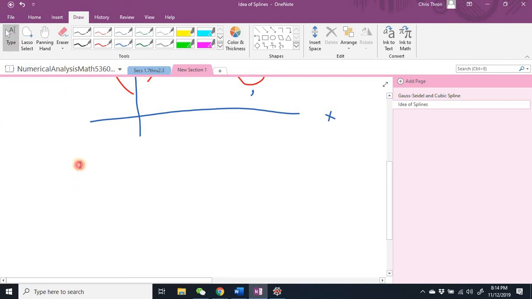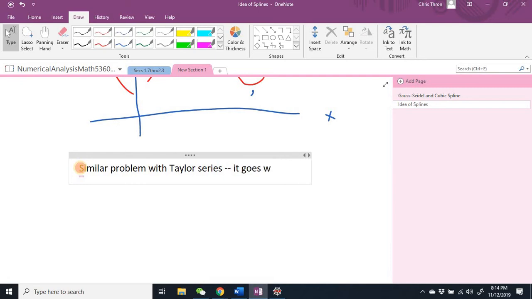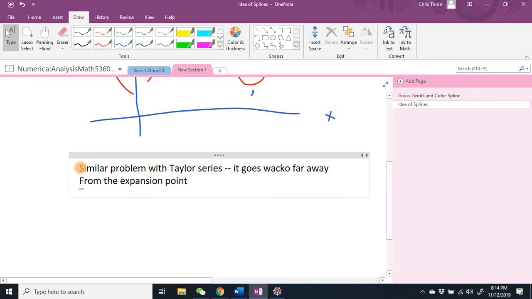this is a similar problem. I can just say it. It goes wacko far away from the expansion point. Okay, right. So you can see. So you can look at Taylor series for sine. I think we actually did this, didn't we? You saw a Taylor series for sine. It's good, okay, and then once it goes bad, it goes really bad.